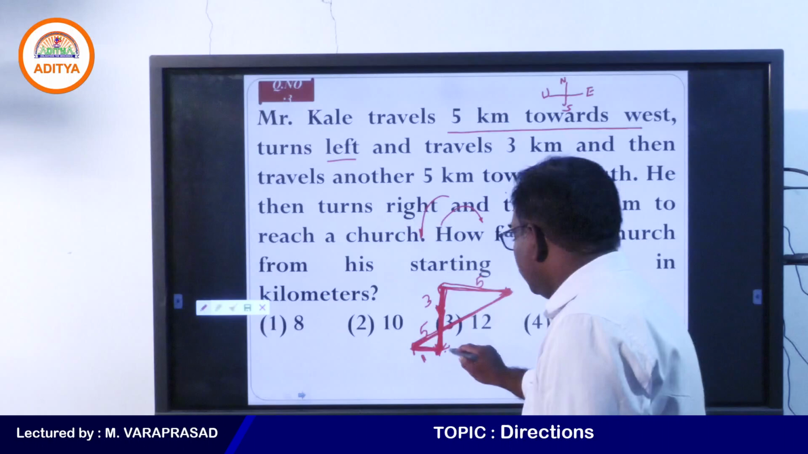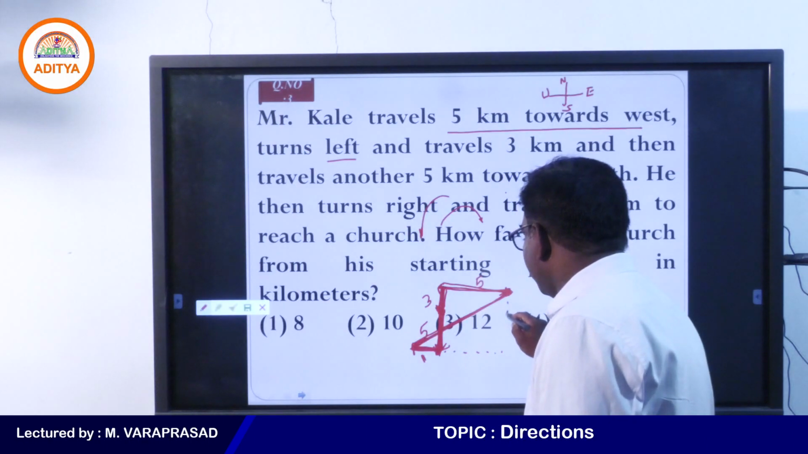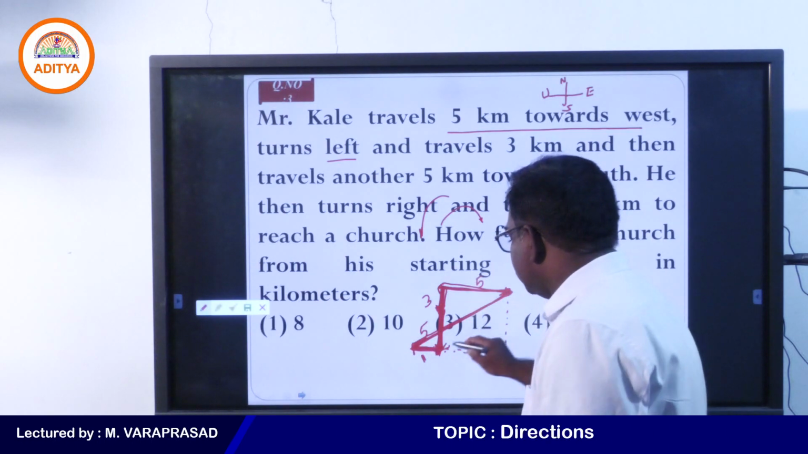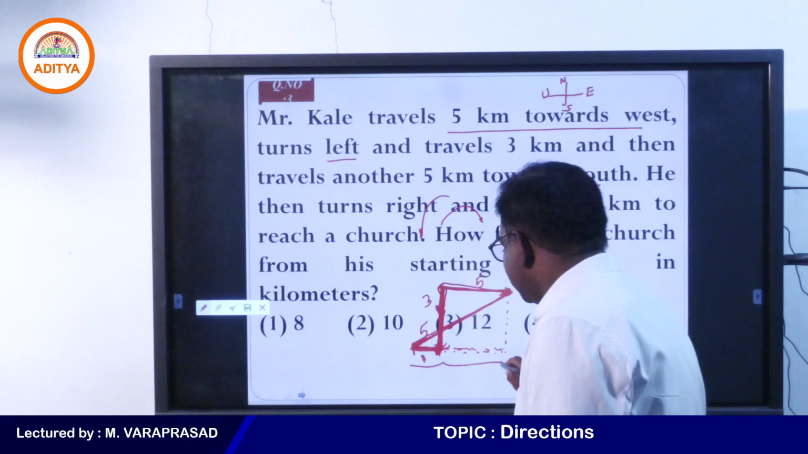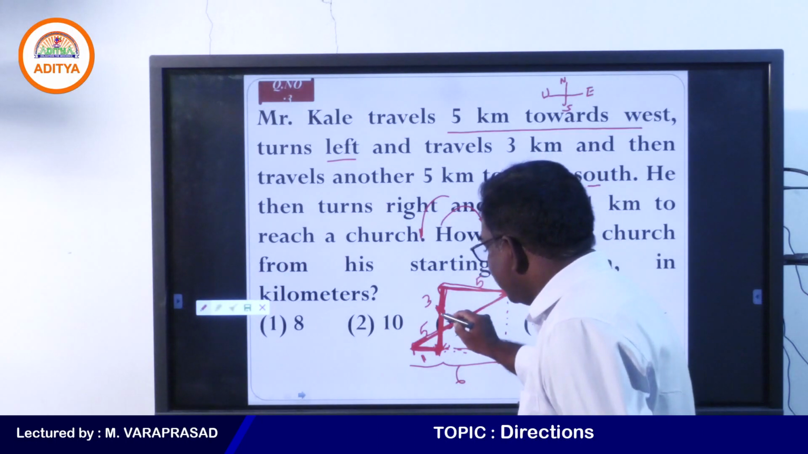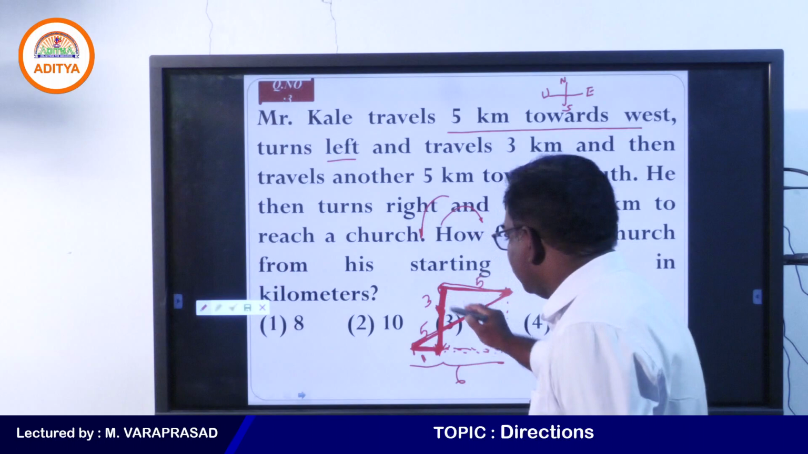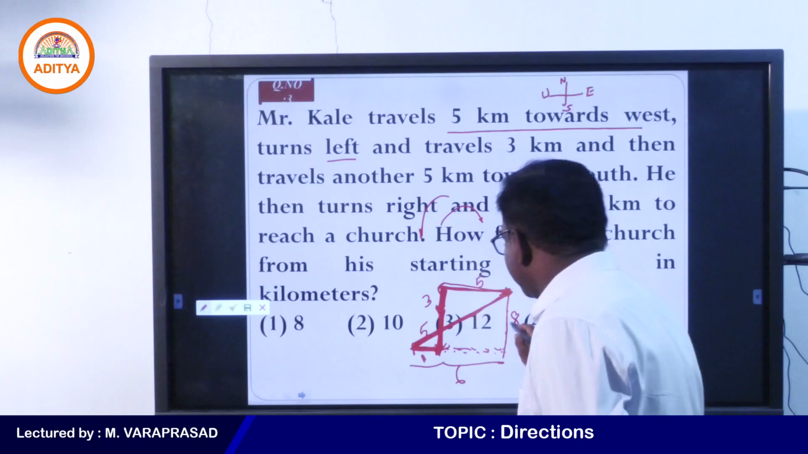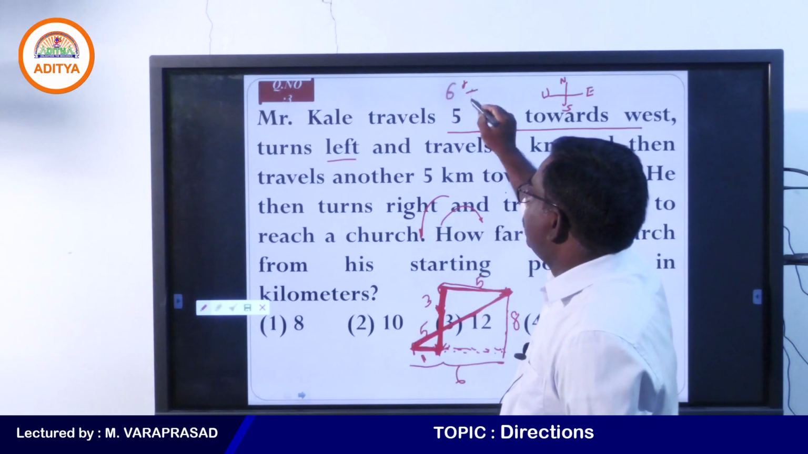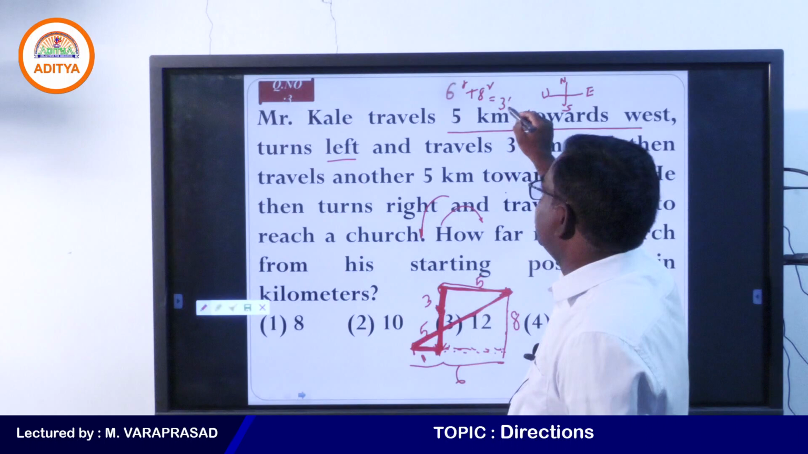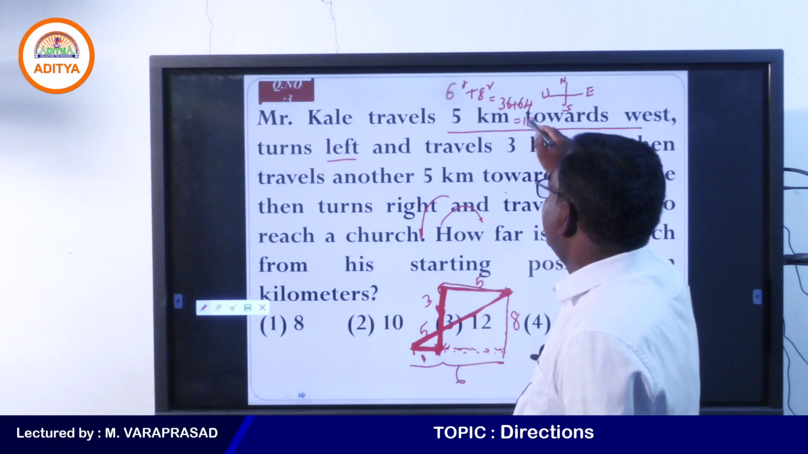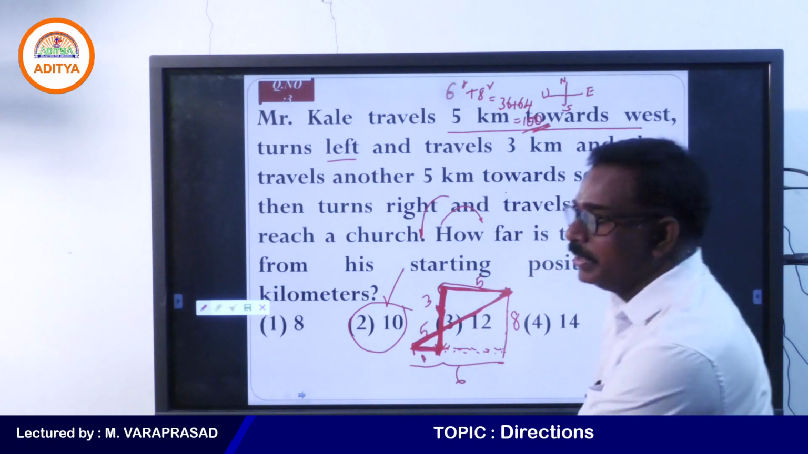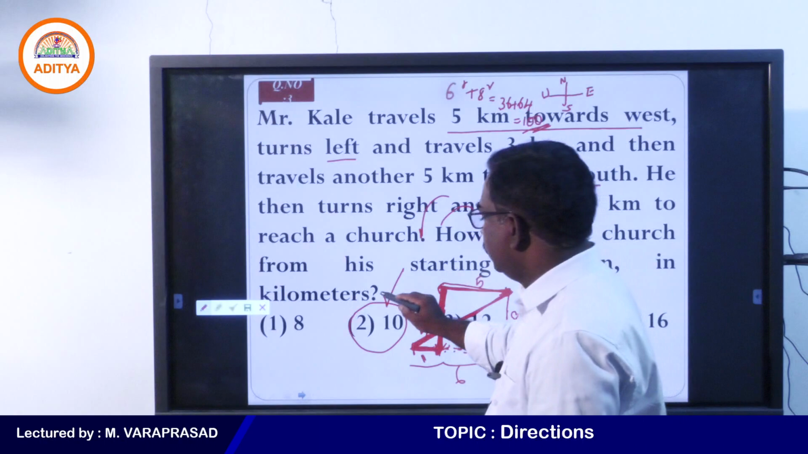Suppose you draw a diagram here, you see, this is 1 and this is 5. This is 5, so this is also 5. So totally the distance is 6. This is 3 and this is 5, so the total distance is 8. If you want to get this distance, 6 square plus 8 square. That is 36 plus 64, that is 100. Root 100 means 10. Second option. Many have written the same thing. Yes, my students, second option only.